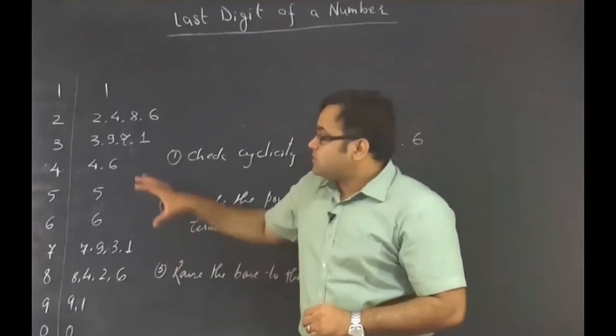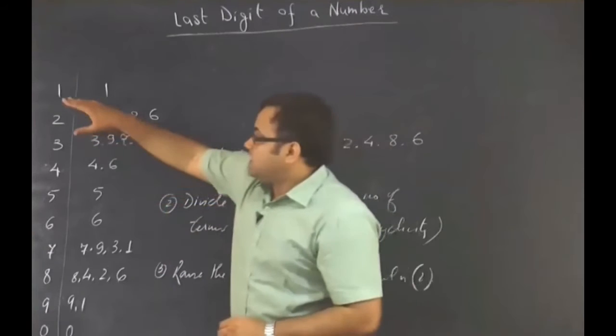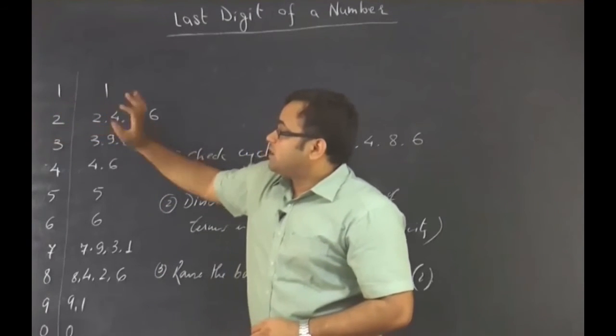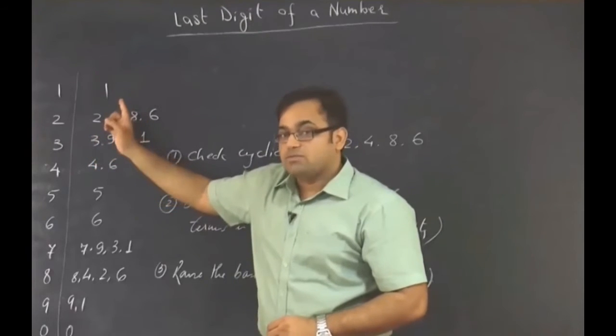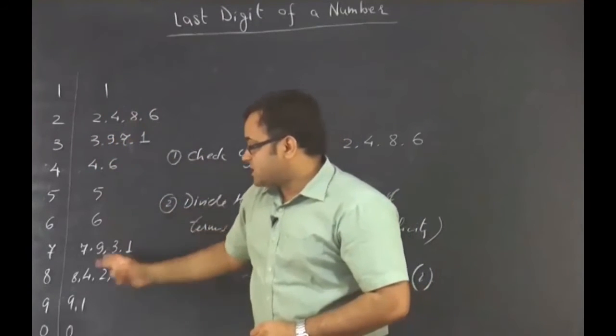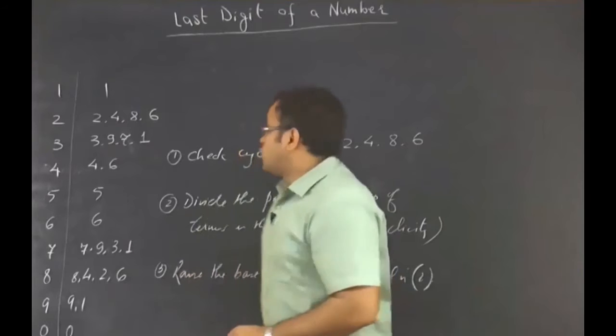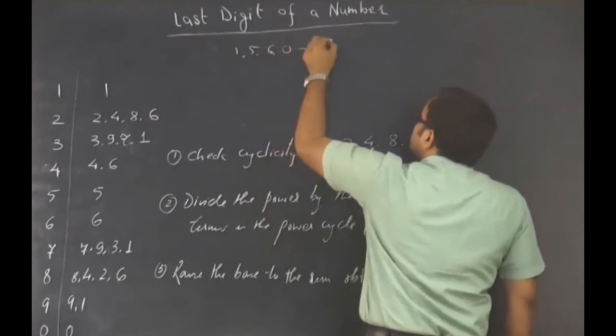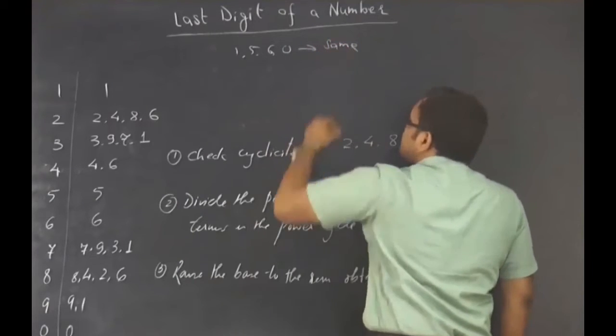A couple of observations from here. In case the last digit of a number is 1, I don't need to worry at all. The last digit of whatever power, it will always be 1. Similarly for 5, 6 and 0 also. So if the last digit is 1, 5, 6 or 0, then it will always be the same.